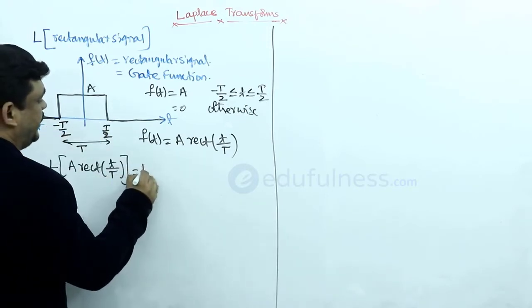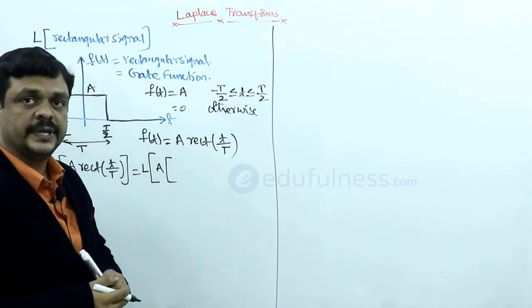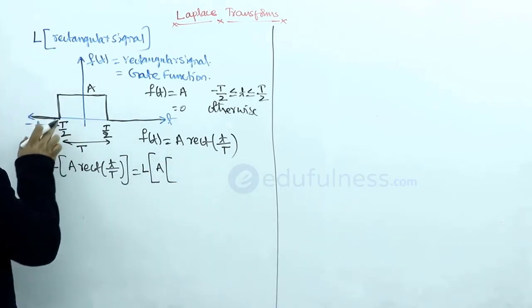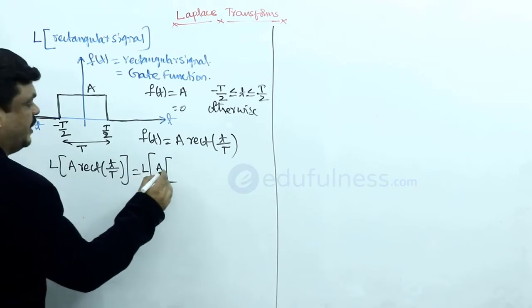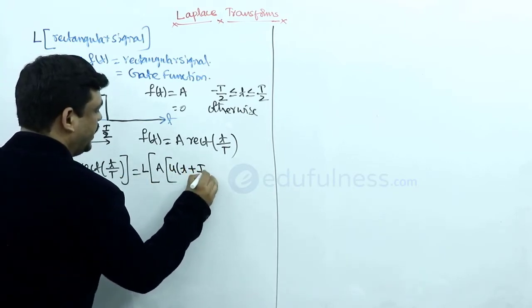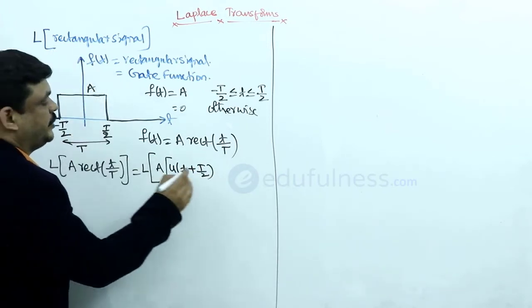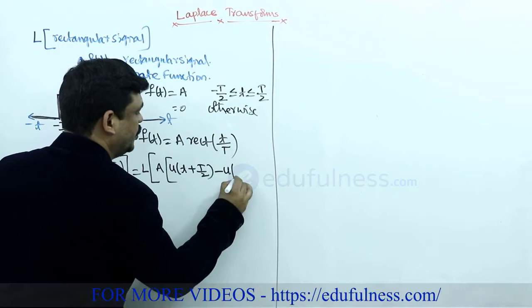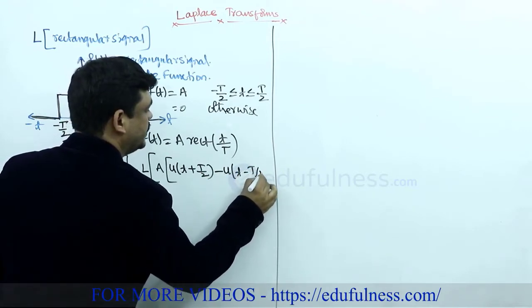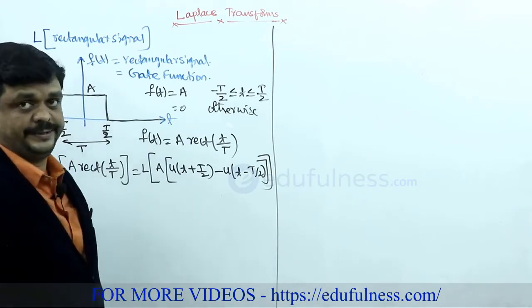function. So the amplitude is A. And this constant amplitude is defined from minus T by 2, so that's why I am writing it like this: u of t plus T by 2. And this is defined up to plus T by 2, so minus u of t minus T by 2. This is one method using shifting properties.